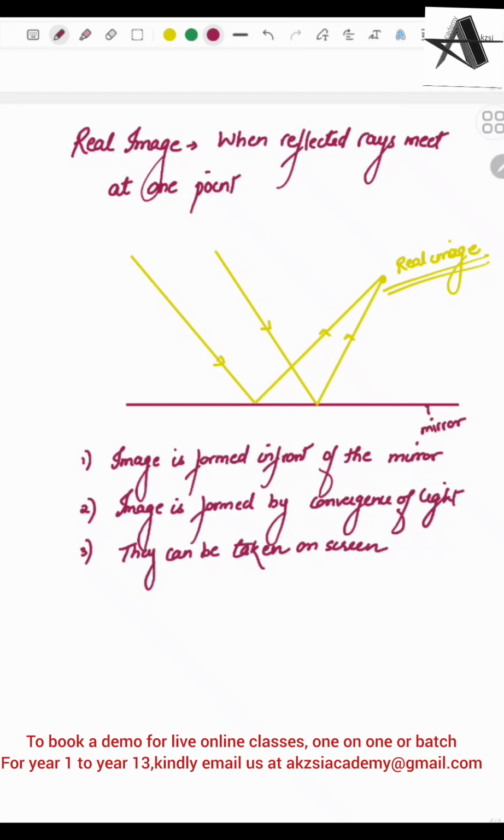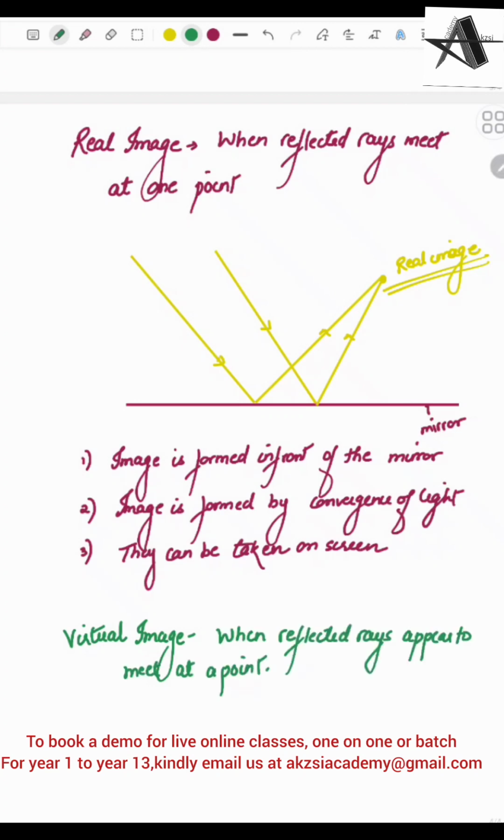Now let me see the virtual image. As I told you, when the reflected rays cannot meet at one point, but appear to, actually they are diverging in nature, but they meet somewhere behind the mirror, then the type of image is called a virtual image. Now let me see how its diagram looks.